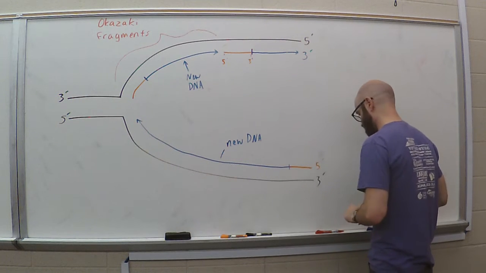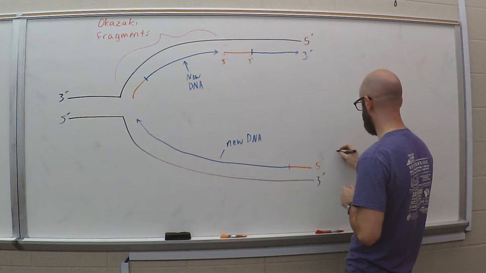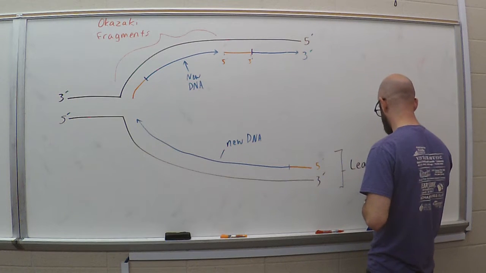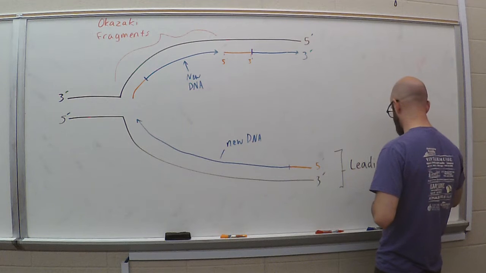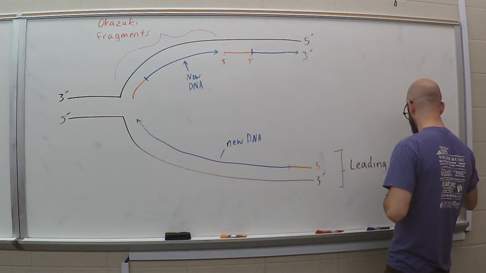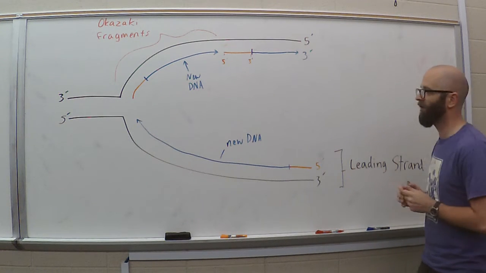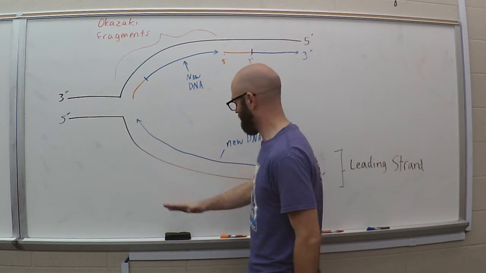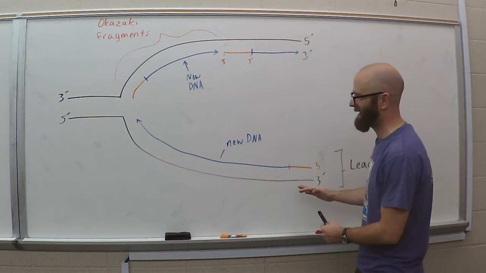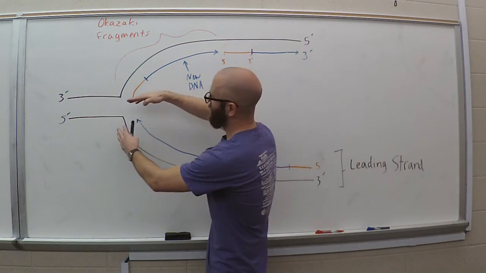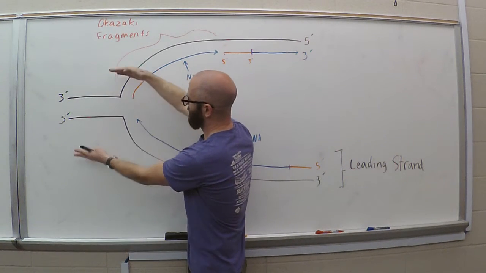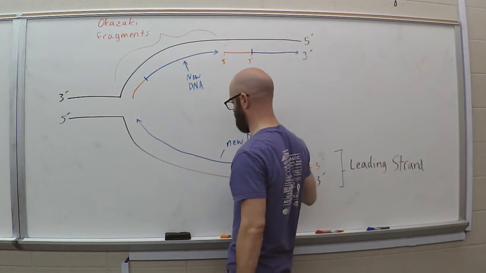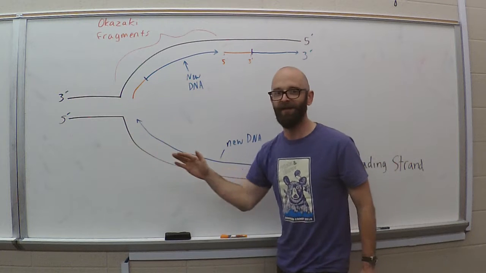One of them we call the leading strand. It's called the leading strand because it's leading the DNA replication. You know, there's no delay between when the double-stranded DNA gets pulled apart and when this strand gets elongated.